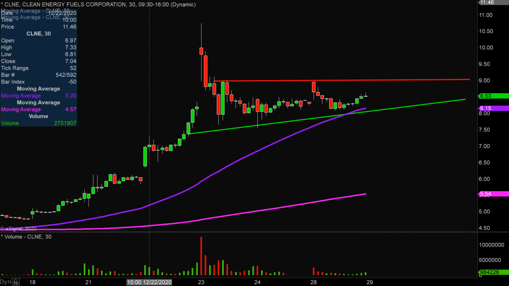But as a whole, in a nutshell, summary: 30-minute time frame, ascending triangle pattern, and that key breakout point of the pattern is at $9. So let's see how this one plays out on Tuesday.